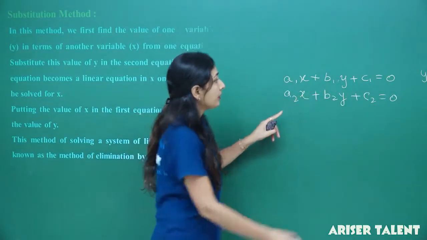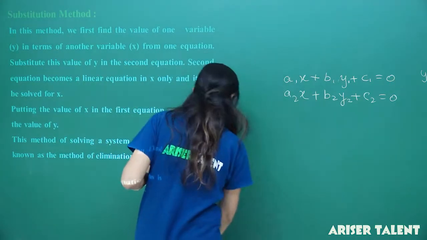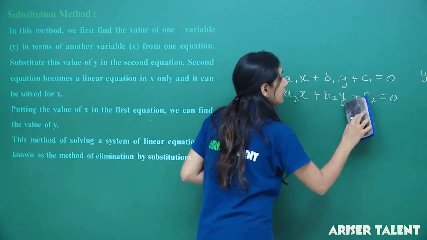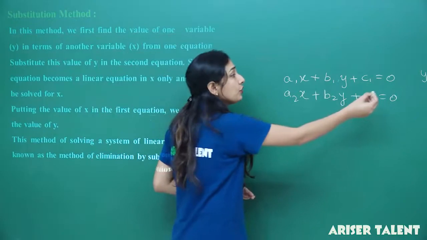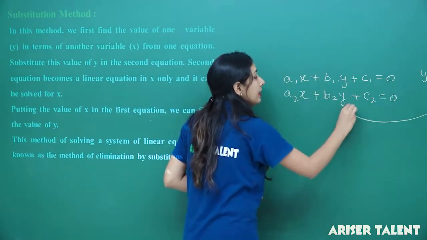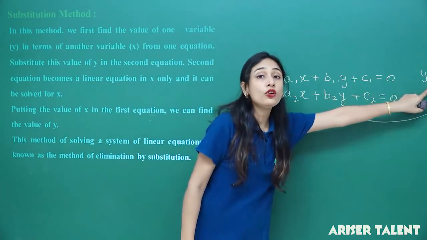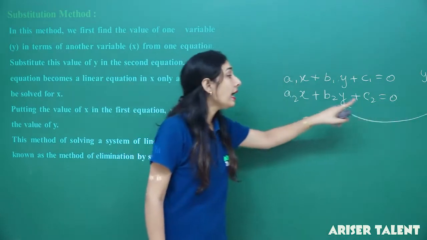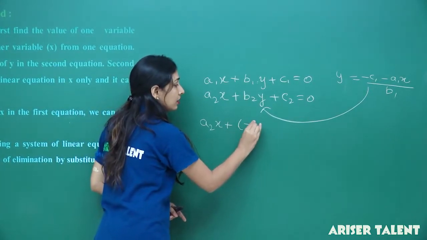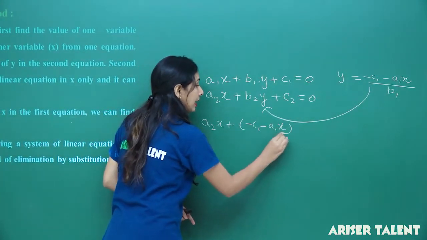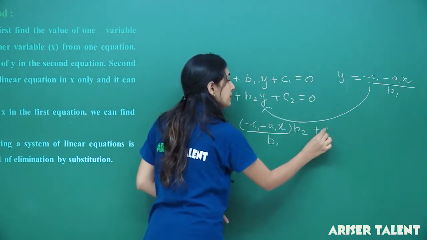Sorry, it's not y1, it's y only, right? So that will be the value of y. Now, what will I do? I will substitute the value of y here in the second equation. From this equation, I just found out the value of y in terms of x, and then I substitute this value. So this will become simply a2x, and I have just substituted that value here, multiplied by b2, plus c2 equals 0.